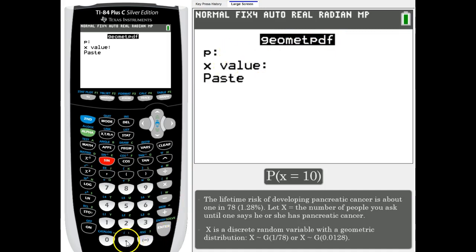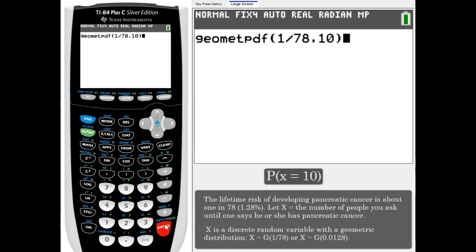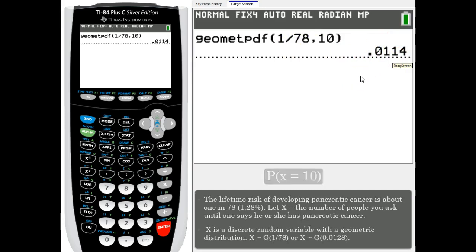My p-value was 1 in 78, so 1 divided by 78. There's no rule that says I can't put some math in here. And my X value was 10. And I get 0.114 is the probability that it will take me 10 people before I get a positive value.